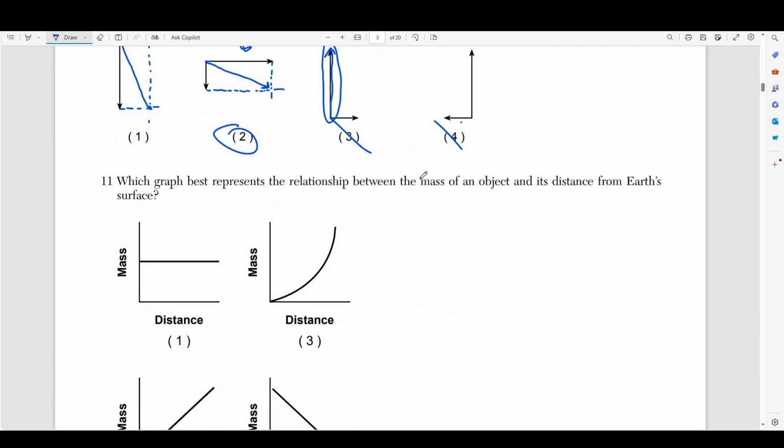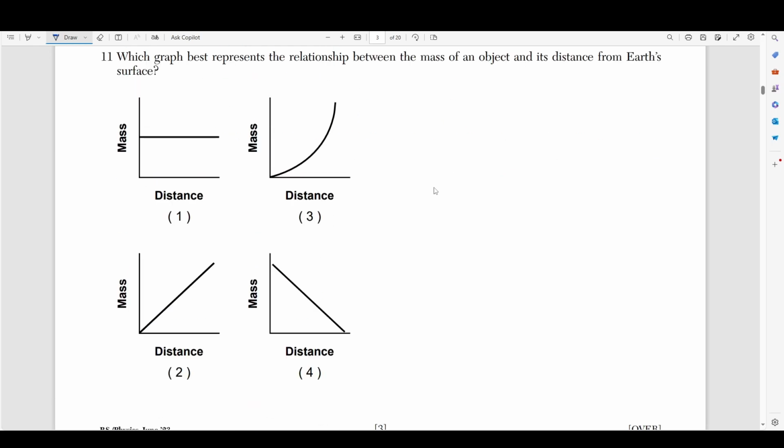Number 11 says, which graph best represents the relationship between the mass of an object and its distance from Earth's surface? Mass is always constant. Mass is measured in kilograms, right? And it's never, ever, ever going to change.